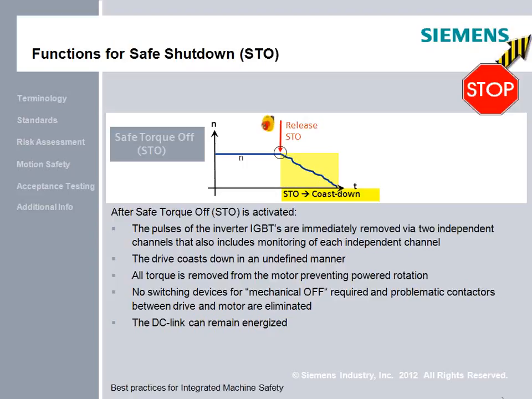So the safe torque off function in no way, shape, or form removes the need for lockout, tagout for electrical safety. The motion safety functions provide motion safety, not electrical safety. So the safe torque off function is implemented to allow immediate removal of power.